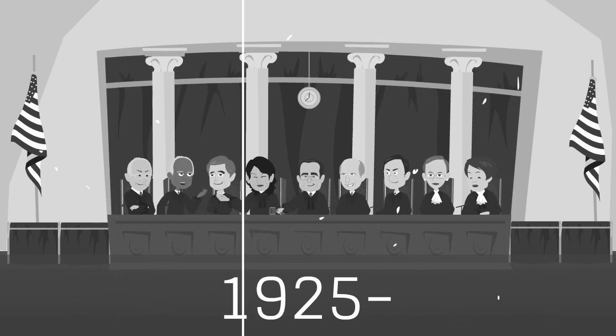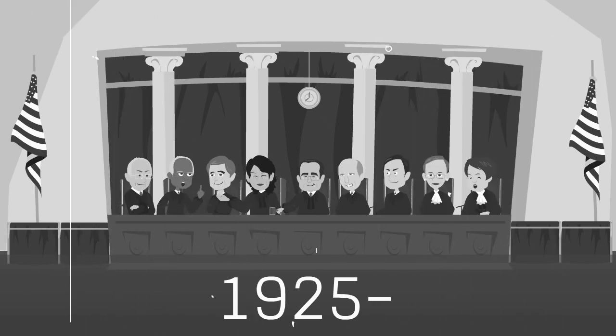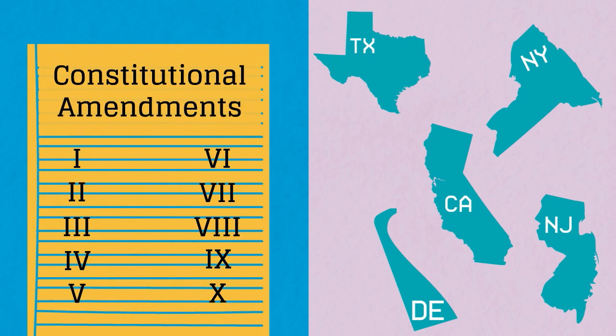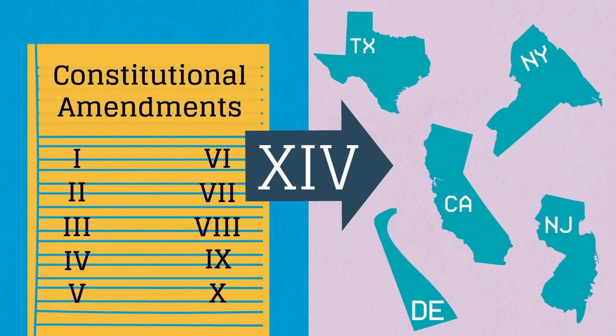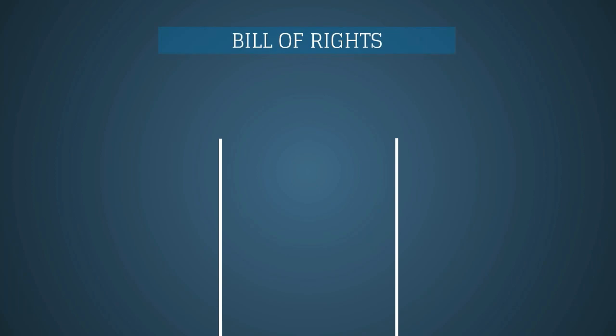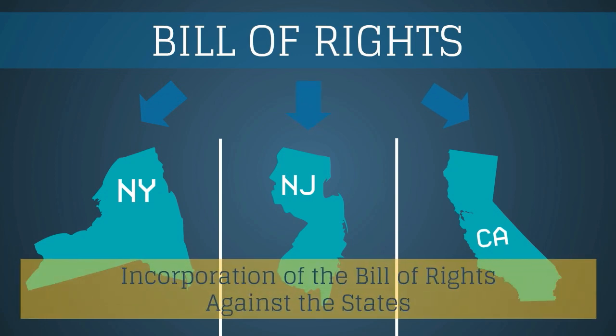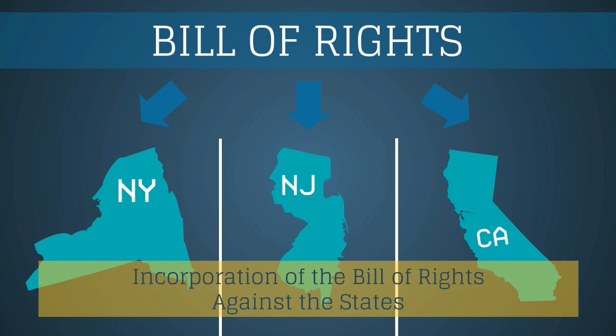The answer is that the Supreme Court, beginning in around 1925, interpreted the 14th Amendment to the United States Constitution, which prohibits the states from denying people life, liberty, or property without due process of law, as taking some of the same important freedoms found in the Bill of Rights and applying them to the states. Because of the 14th Amendment, important protections of the Bill of Rights also apply against state governments. This has become known as incorporation of the Bill of Rights against the states.